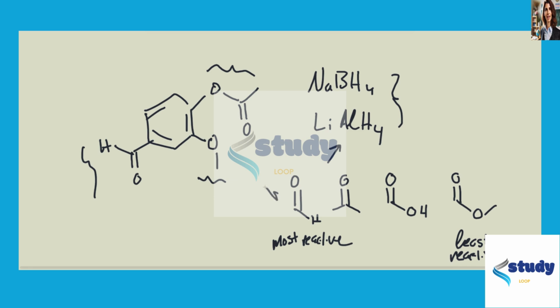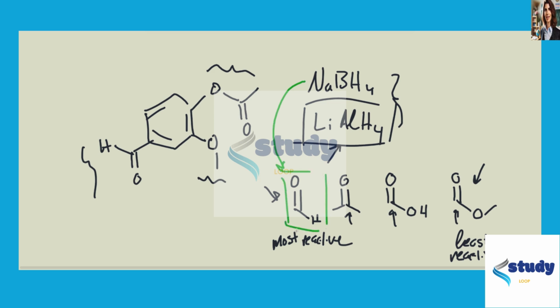So aldehydes are more reactive and less stable than ketones, carboxylic acids, and esters, which means to reduce these less reactive carbonyl functional groups, you need a more powerful reducing agent. Lithium aluminum hydride can do it all. Sodium borohydride, not as powerful a reducing agent, can only reduce aldehydes, and it will reduce them to alcohols.